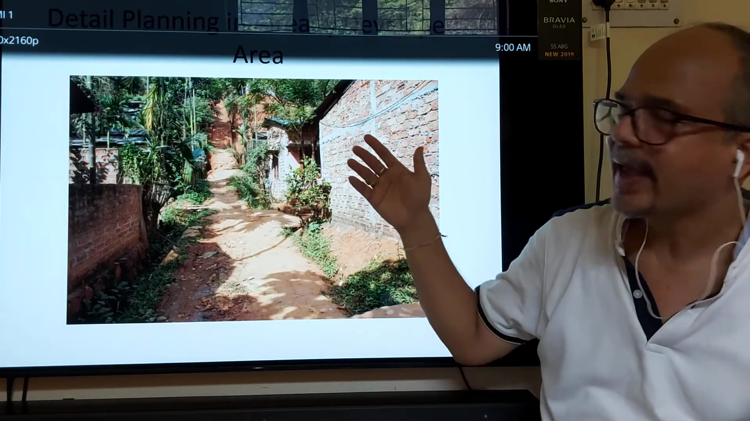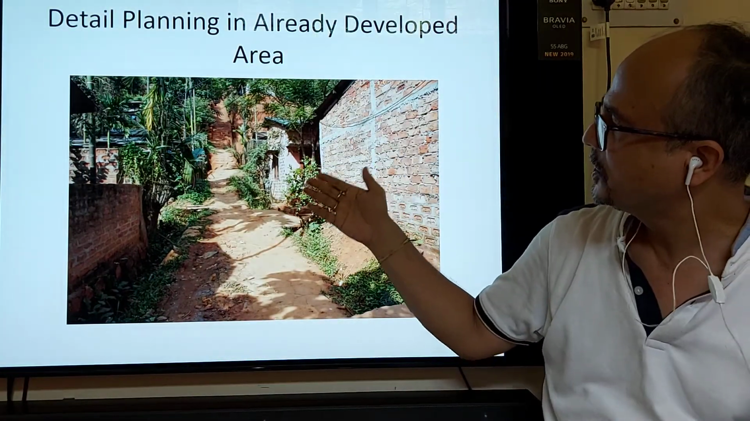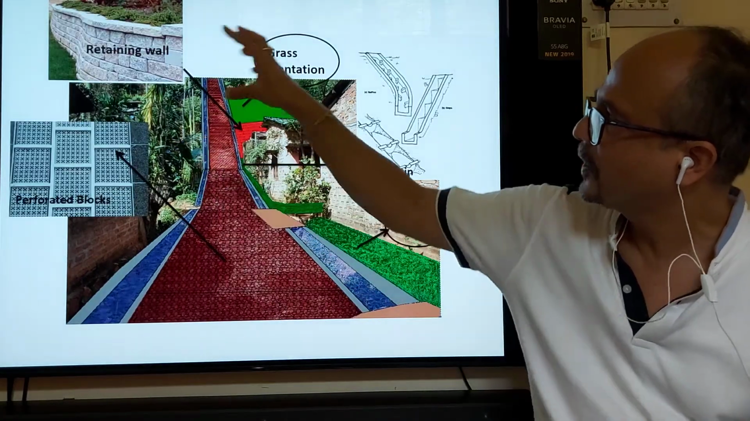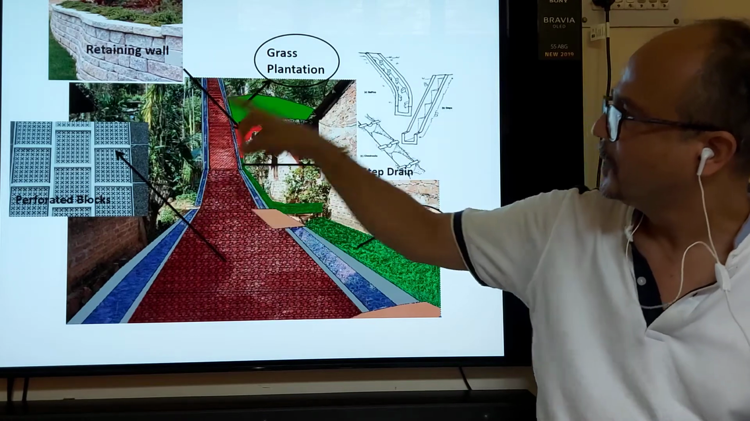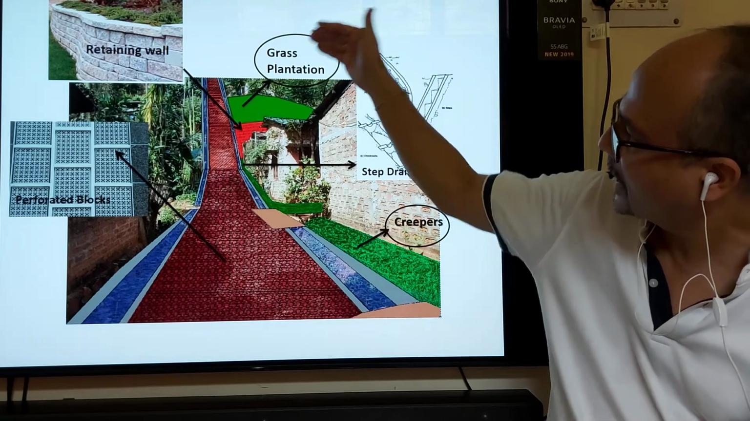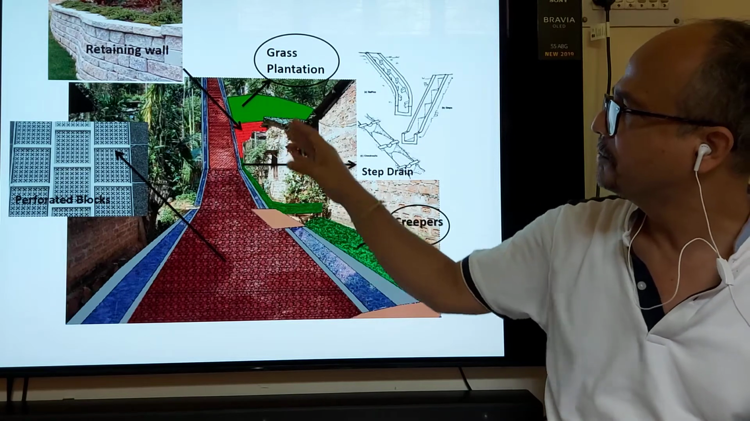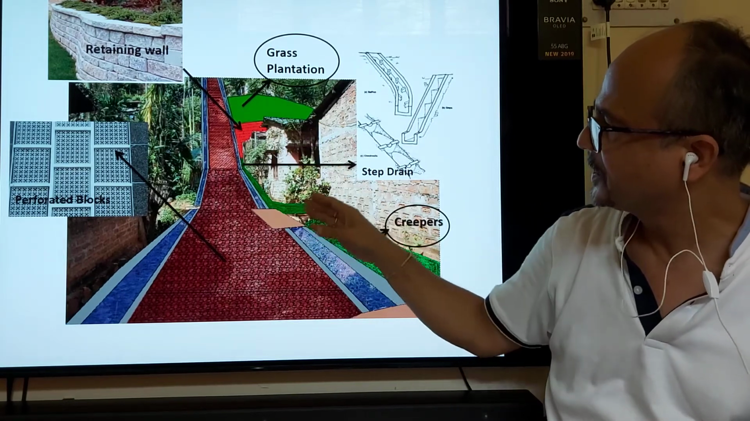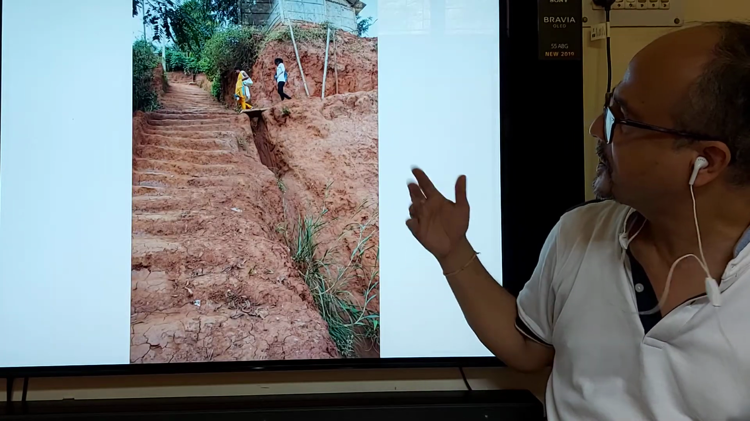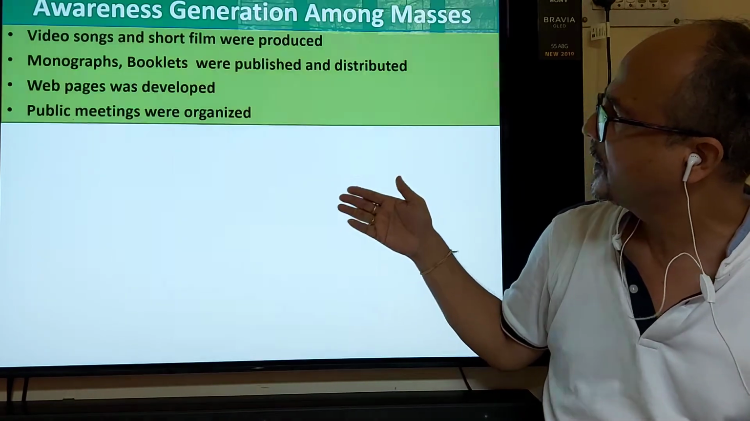Now we went to the actual field, and we convinced people that we are not coming to remove them. Initially they were resisting, but then we showed that yes, we will be applying all these methods that we have described: somewhere we will be giving a retaining wall, perforated blocks, then creepers will be covering these things, somewhere we will be doing grass plantation, and somewhere we will be making step drains so that the current can be broken, the velocity can be broken, and then it can be controlled. This way, for each and every site we developed this kind of animation, and then we could convince people that it is for their betterment.